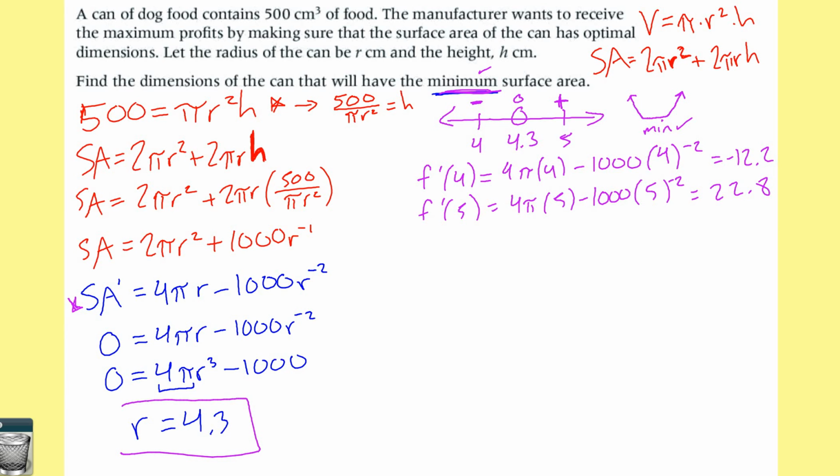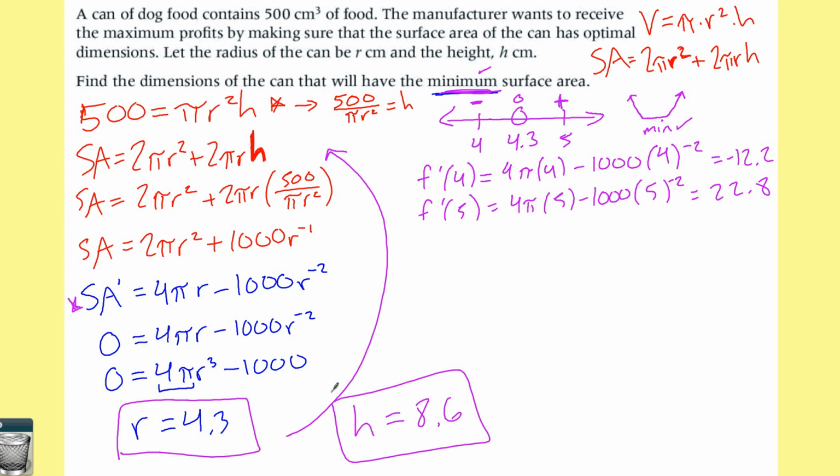So how do we figure out what the other one is, the h? Okay, well, we've got to plug it back in. So plug that into your original equation, and you should get h is, I believe it was 8.6. So your dimensions should be that. Okay, again, this is just tying everything together.